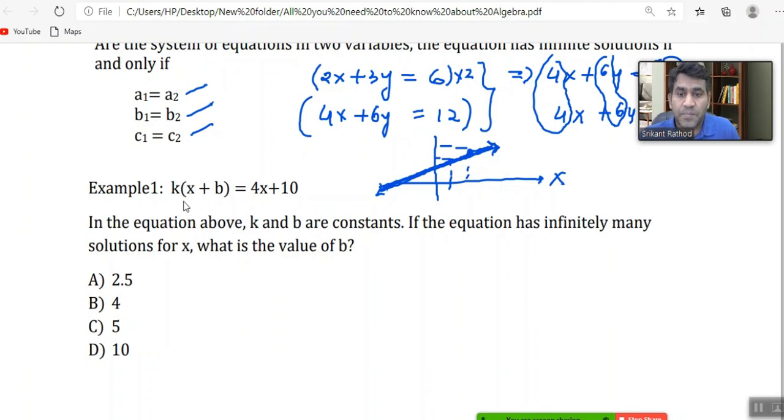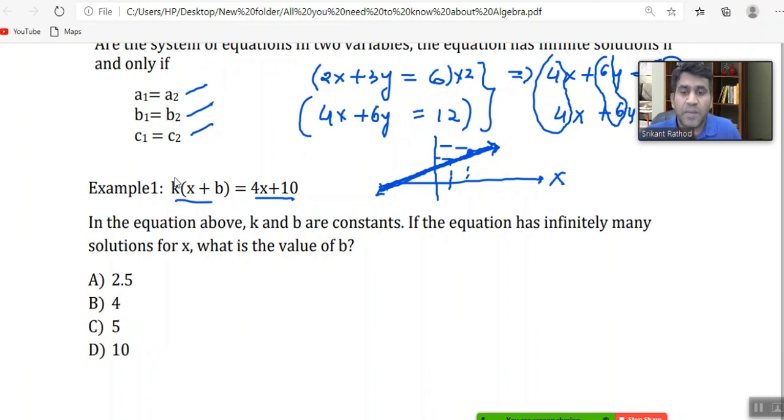Let's consider an example. Here, kx plus b is equal to 4x plus 10. This is the system of equations they have given. In the equation above, k and b are constants. If the equation has infinitely many solutions for x, what is the value of b? They clearly say that the given system of equations has infinitely many solutions. It means the coefficient of x is the same, the coefficient of y is the same, and the constant terms are the same, right?